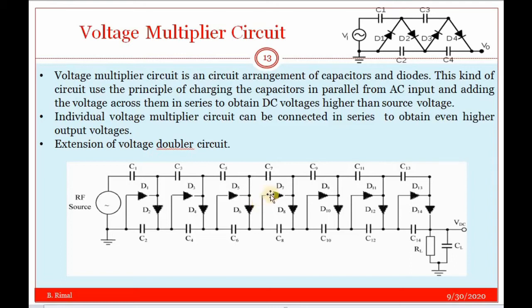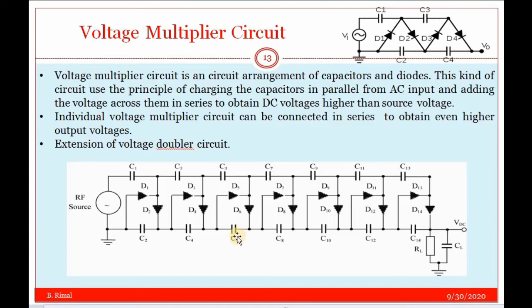In a voltage multiplier circuit, we can increase the output DC voltage n times. It works on a principle similar to that of the voltage doubler circuit. We can see a number of capacitors and diodes arranged as in the figure. In this figure, rectifiers and capacitors are arranged such that the capacitors are charged in parallel from the AC input supply. These voltages are added in series to get a higher value of DC output voltage.